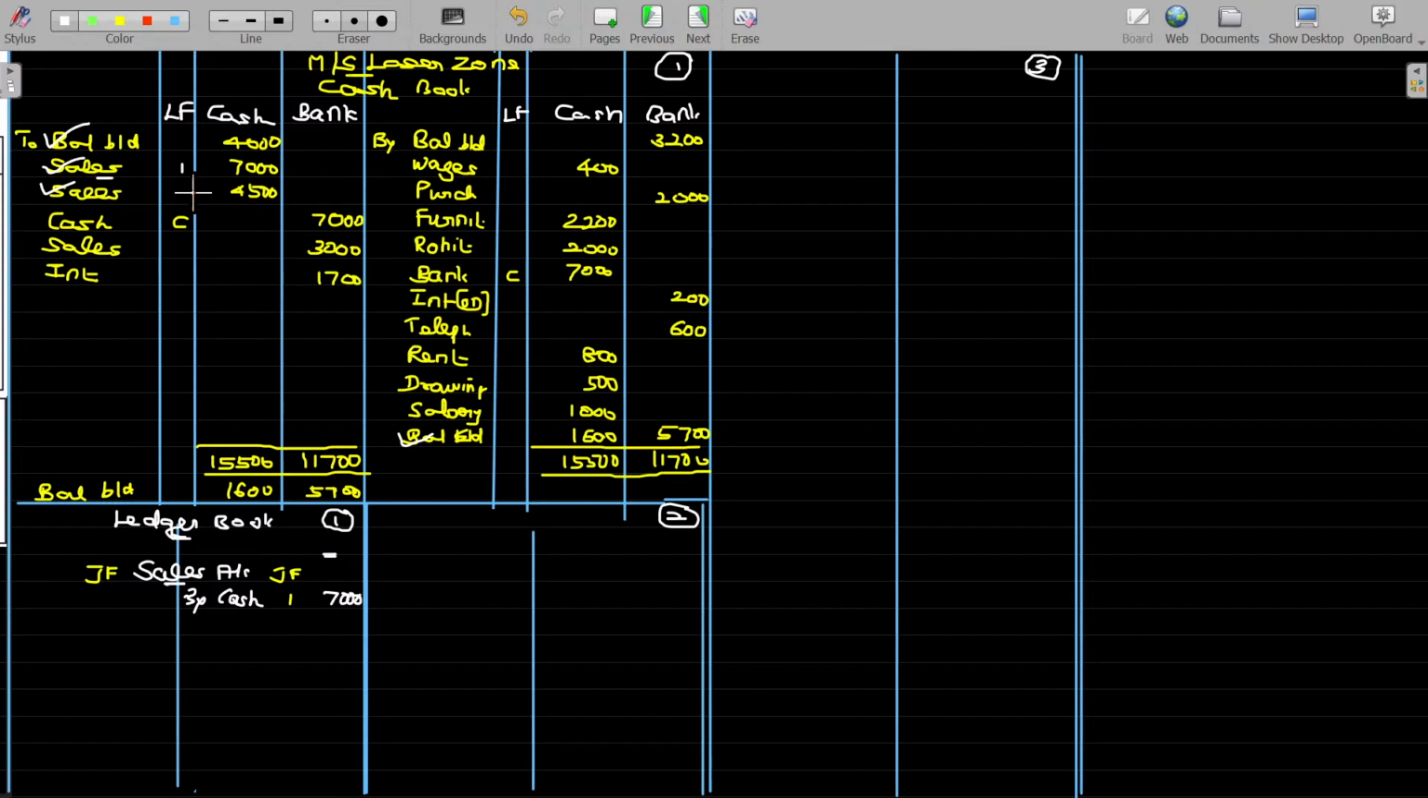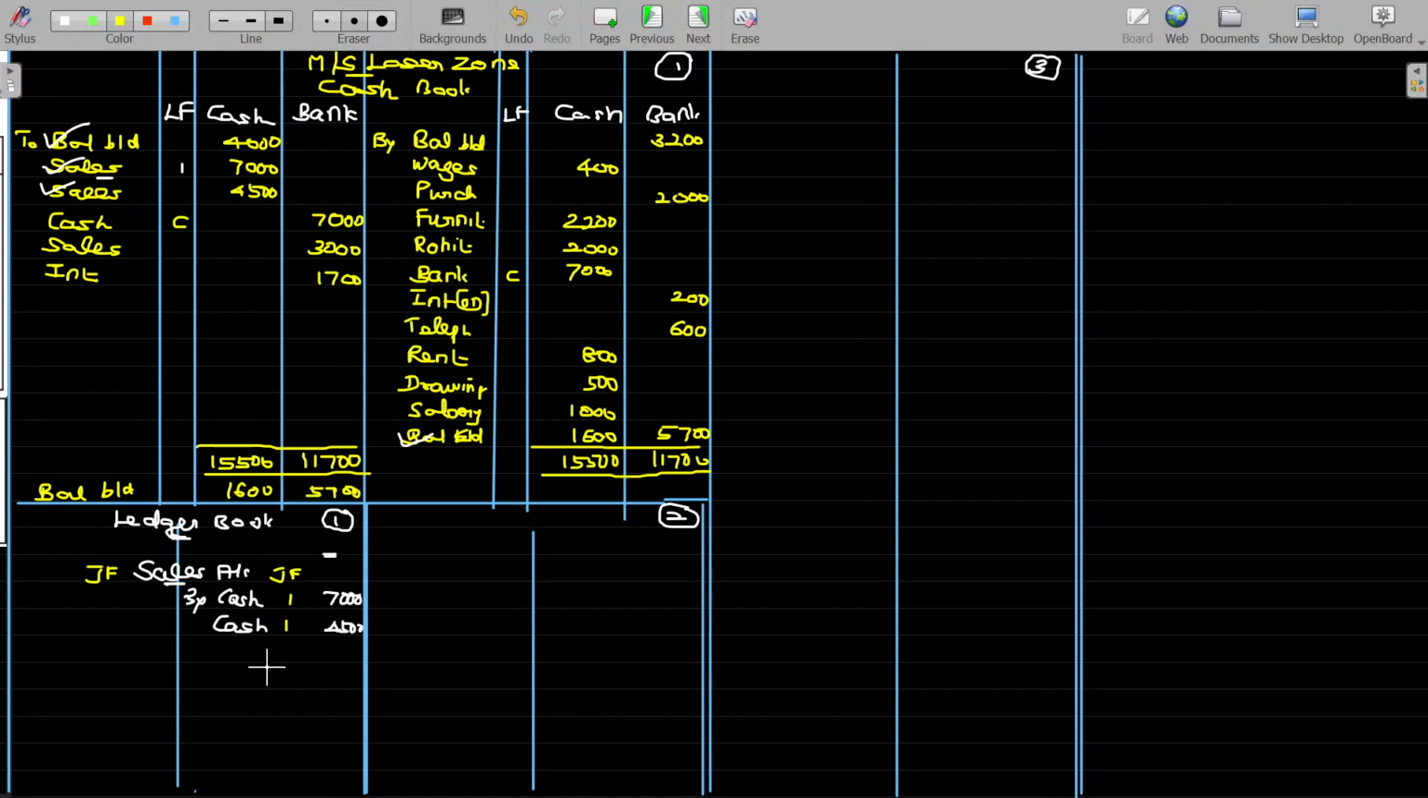Again, one more sales is there, 4,500. I'll put that value here, cash. The value being 4,500. From where did this one arrive? From where did you get this? Okay, I got it from the first page of the journal book.